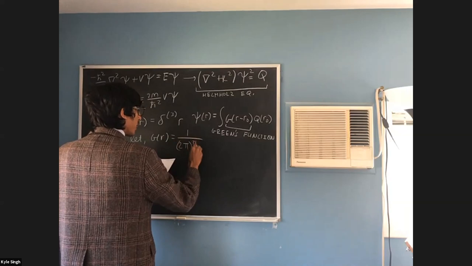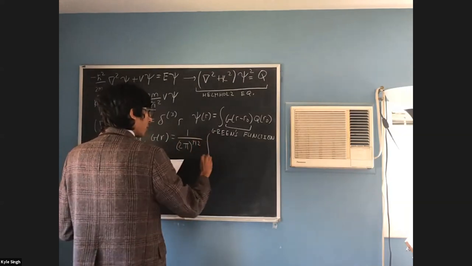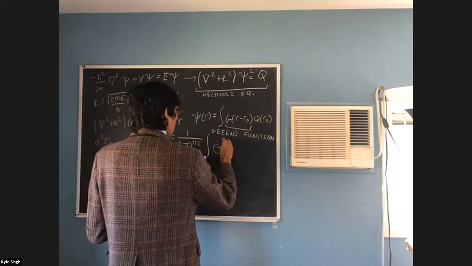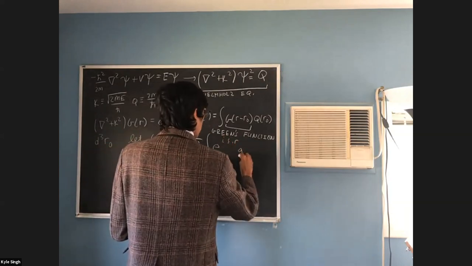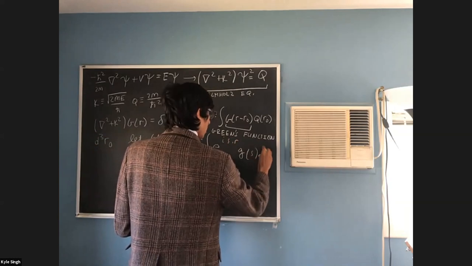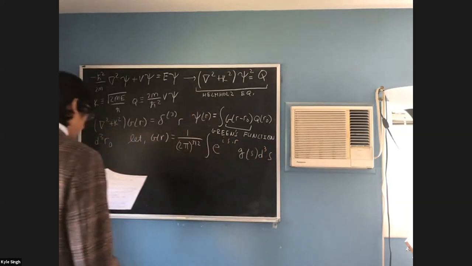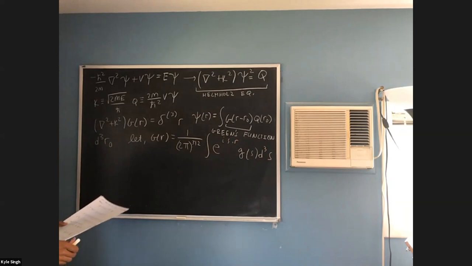So this is a normalization, which is a little trivial. E to the i s dot r. I'll tell you what s is. G of s d3s. Okay, don't worry about what the s is right this second.